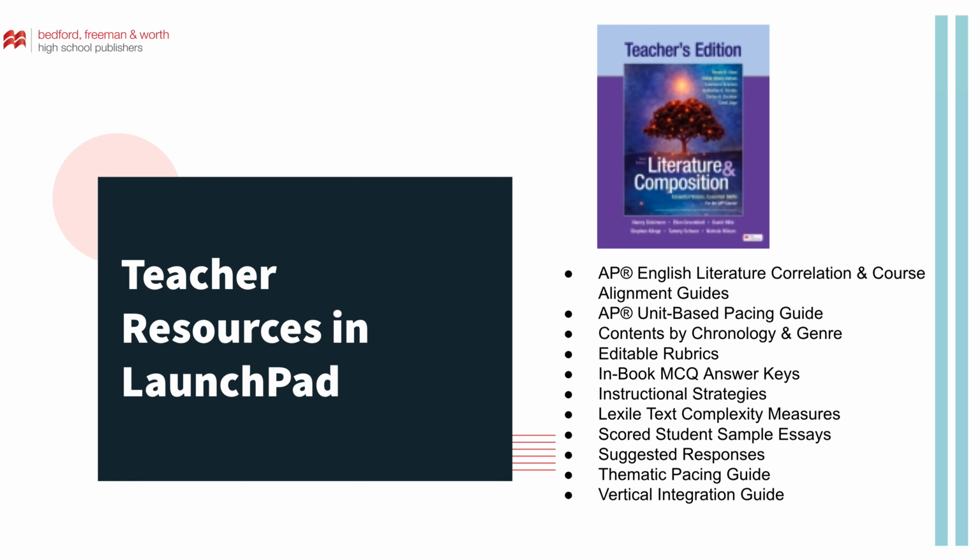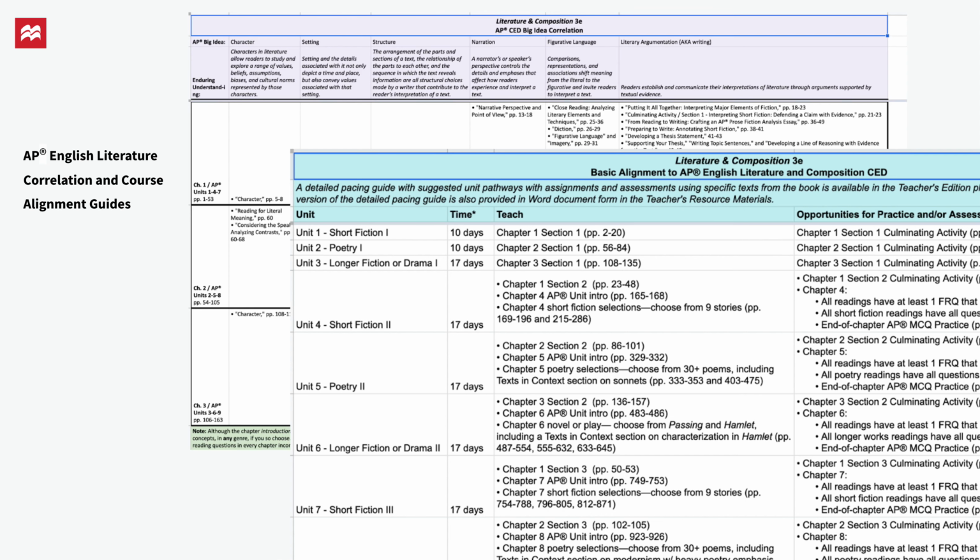All right, now let's look at the teacher resources that are available in LaunchPad. You can see by the list here, they're extensive. Here are some examples of the literature correlation guides and the course alignment guides that are provided for each of the 9 units.